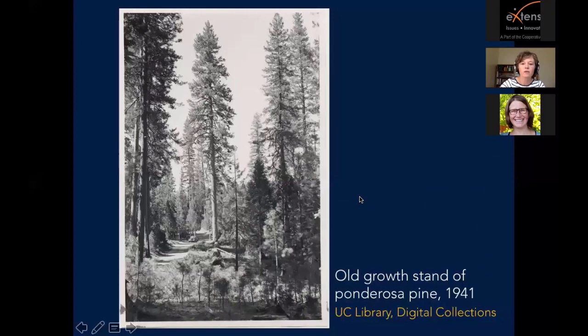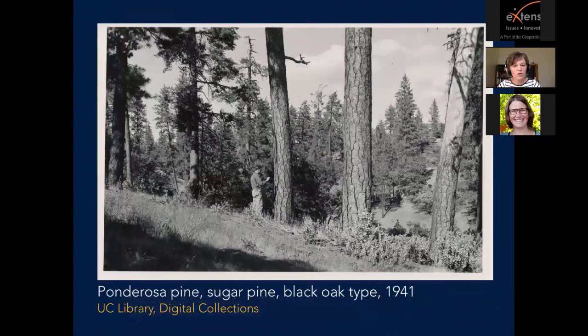This is the last I'll show of a historical photo, but this is also an example of, you know, I deleted it from the caption because all of these photos have captions, but this one says poorly stocked. What I find funny about that is, obviously this was a forest inventory and that's why these images were taken, but this is ponderosa pine, sugar pine, and black oak type. And this is probably the density at which all of those species can exist on the landscape. And it certainly does not look like that now.